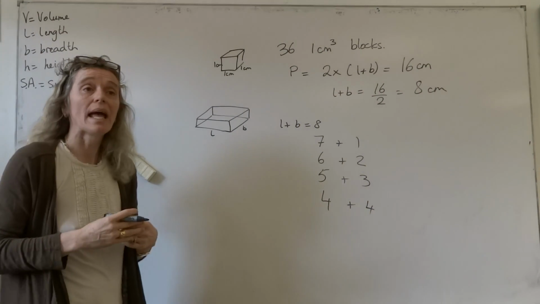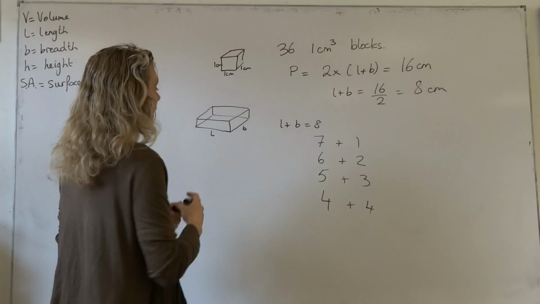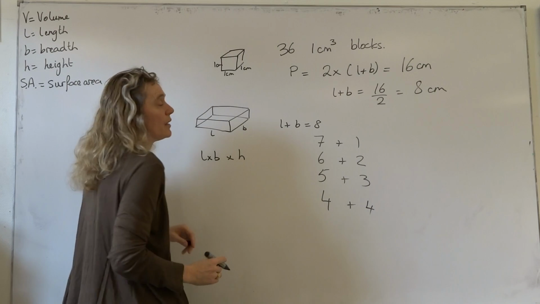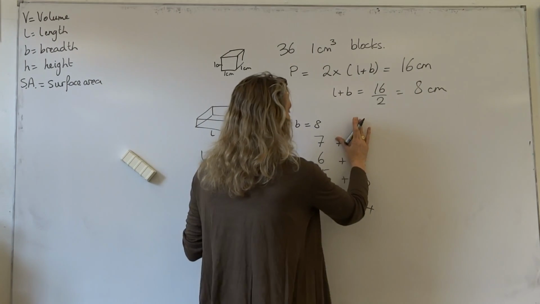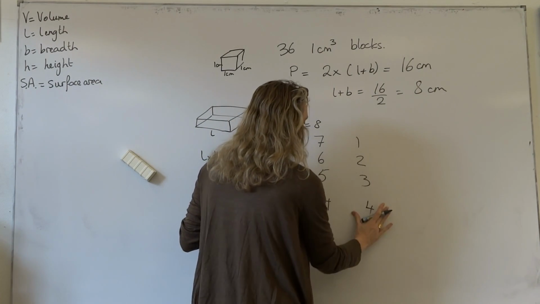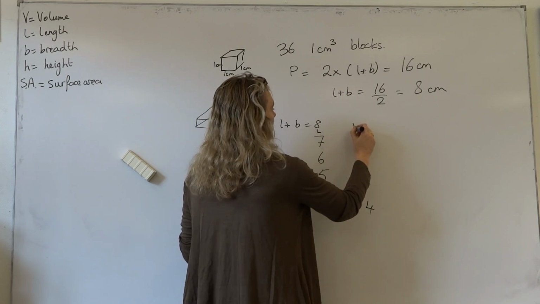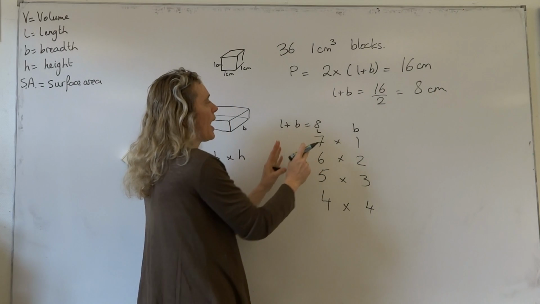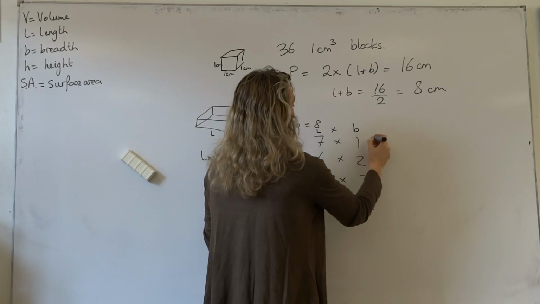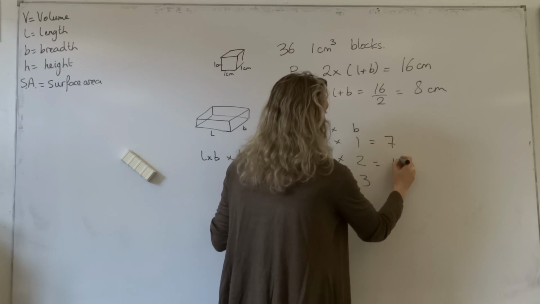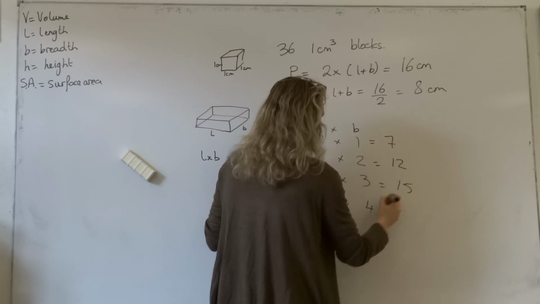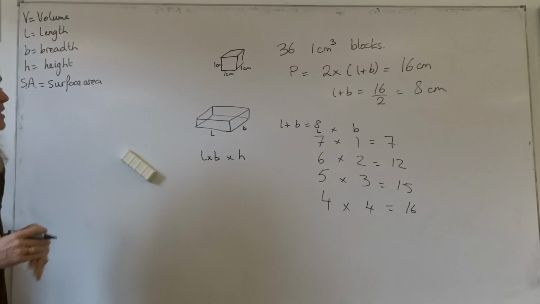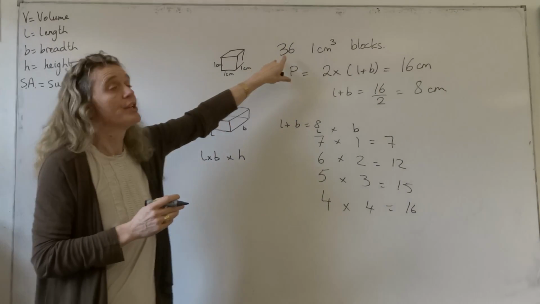If we were going to calculate the volume, we would have to take the length times the breadth times the height. So I'm going to convert all of these into a multiply sign now, because if this is the length and this is the breadth, what do we get then? If I multiply the length times the breadth, I get 7, 12, 15, and 16. Now I have to multiply these by a factor to get 36.